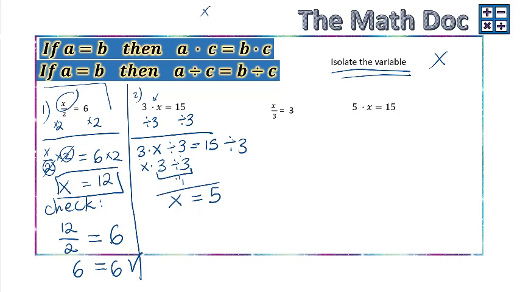X equals 5. And we can check that if we put 5 back into our original equation, and I don't even have to write this out. We have 3 times 5, which is just 15, and 15 equals 15.